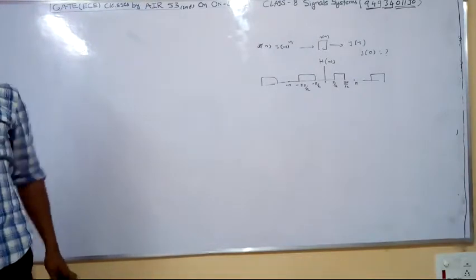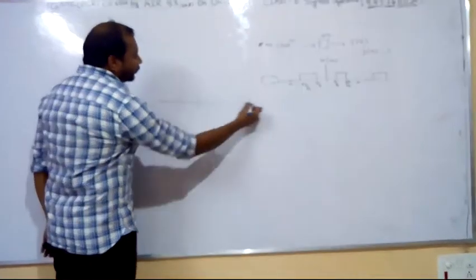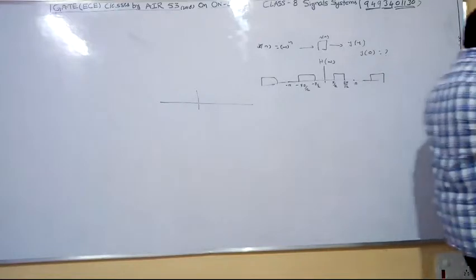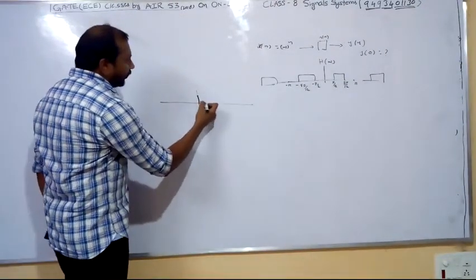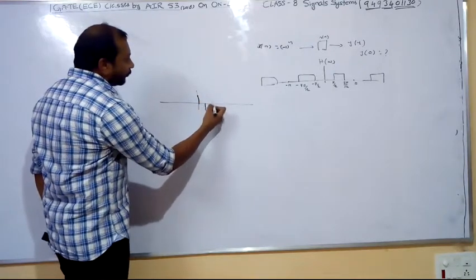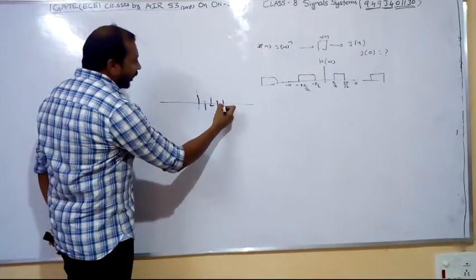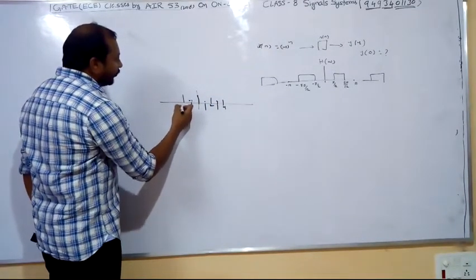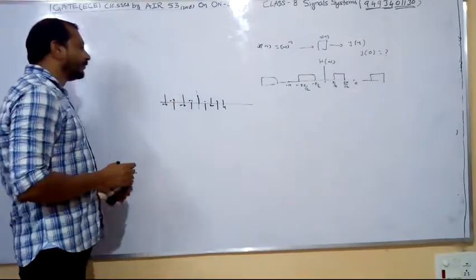First try to draw this one. X of 0 is equal to 1 only, right? And x of 1 is equal to minus 1. X of 2 is 1. X of 3 is minus 1, and x of 4 is 1. Similarly, x of minus 1 is minus 1, x of minus 2 is 1, x of minus 3 is minus 1, and x of minus 4 is 1. This is the signal they have given.